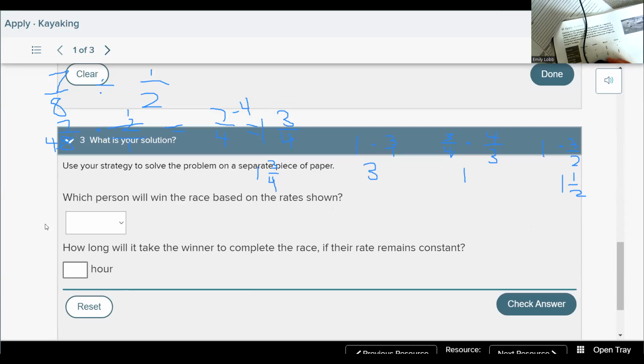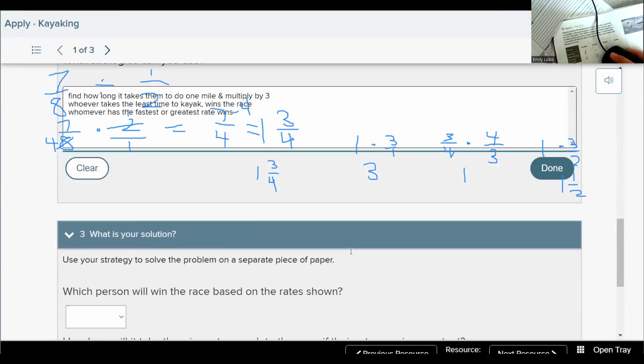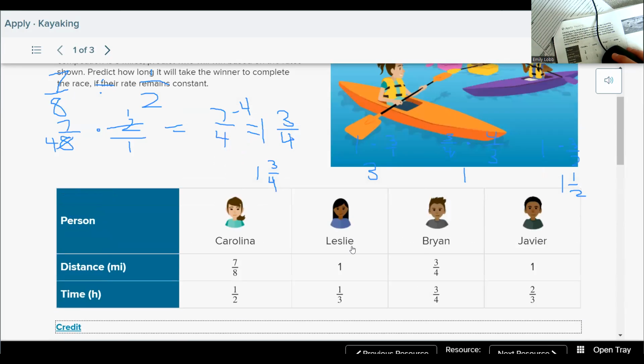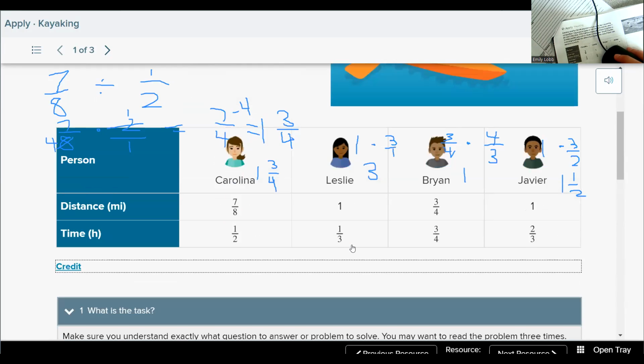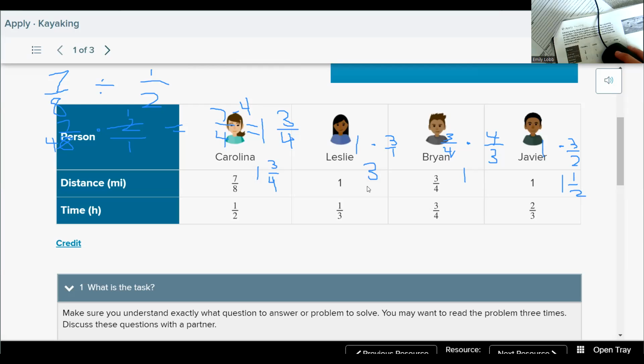So which person will win the race based on the rates shown? Who are we going to say there? Number 3, Leslie. How long will it take the winner to complete the race if the rate remains constant? How long is it going to take her, Leslie, to go 3 miles? Well, this is 3 miles per hour. So per 1 hour, she can go 3 miles. So how long is it going to take her to go 3 miles?